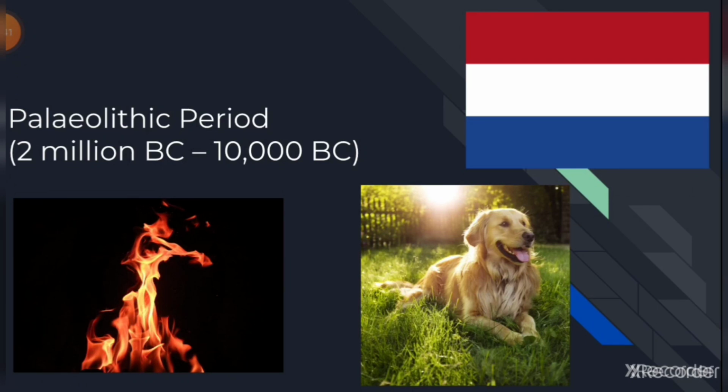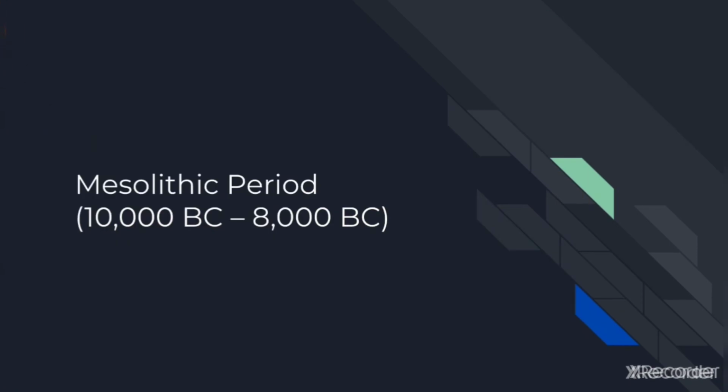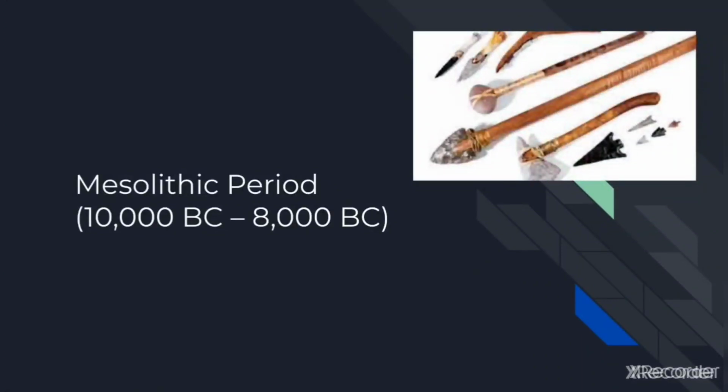So let's move on. The second major period is the Mesolithic period. The Mesolithic period ranged from 10,000 BC to 8,000 BC. In this, people started to hunt, fish, and gather and store food for climate changes such as winter, where they could not gather so much food. They used to store the food for then, and humans started to use small stone tools.